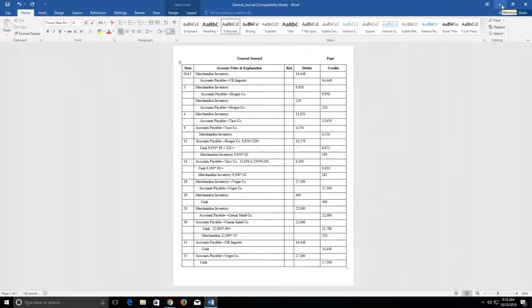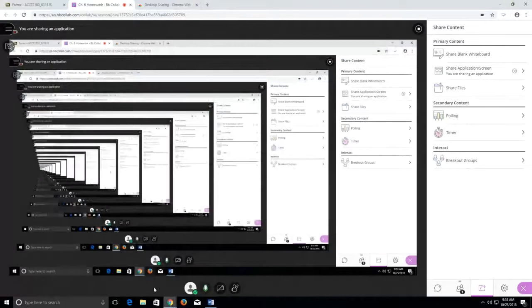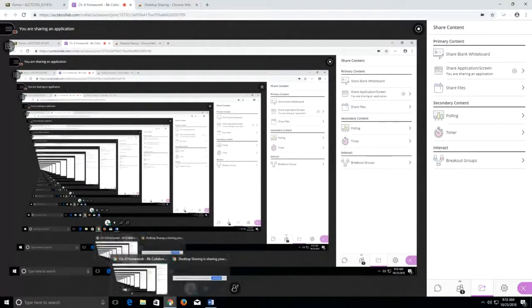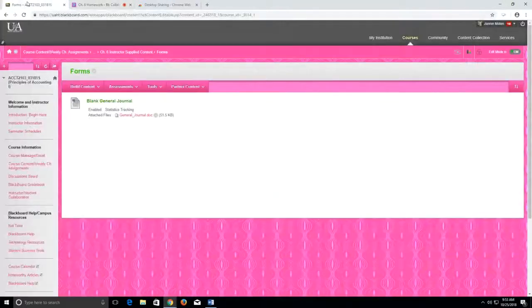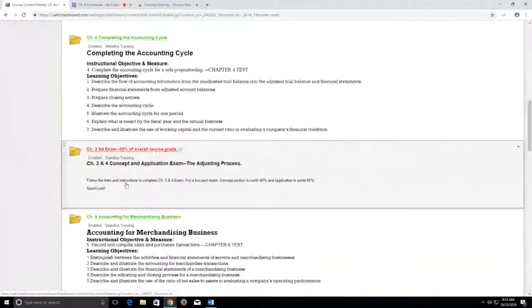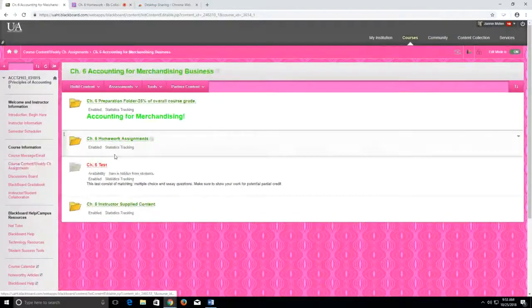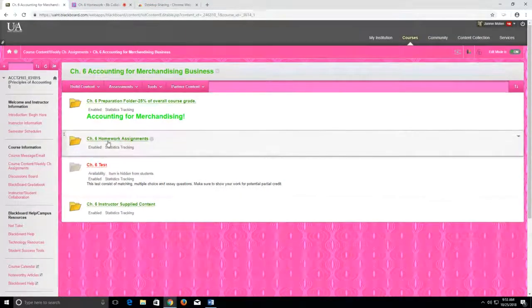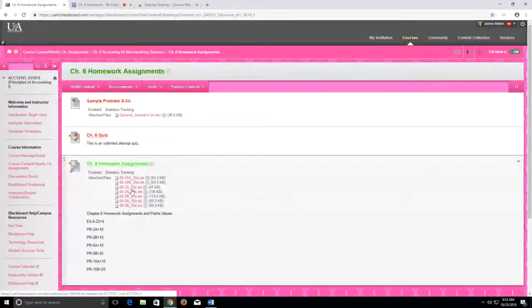I'll save this. You don't have to submit this. This is just for you, but I'll save this and you'll be able to go back in and look at the recording later. So I'm going to go ahead and open our next problem, which is going to be 6.2a. And it's a journal page.